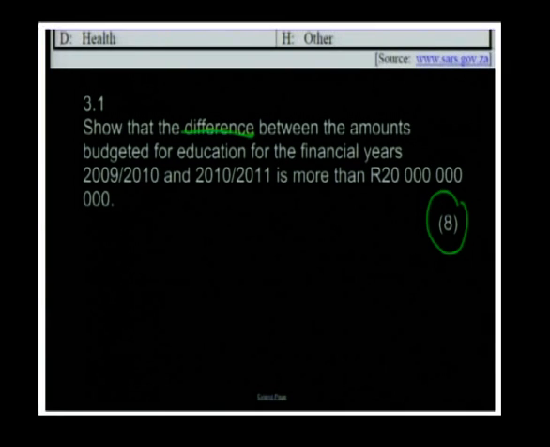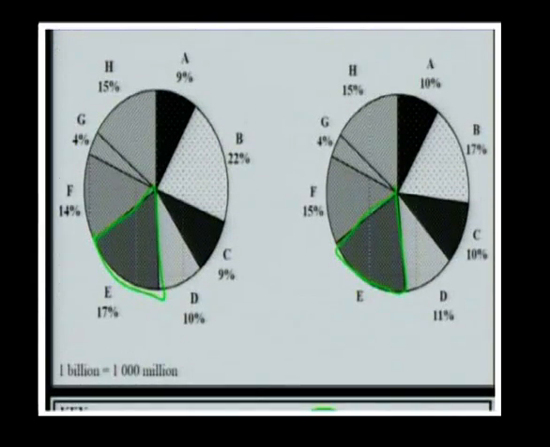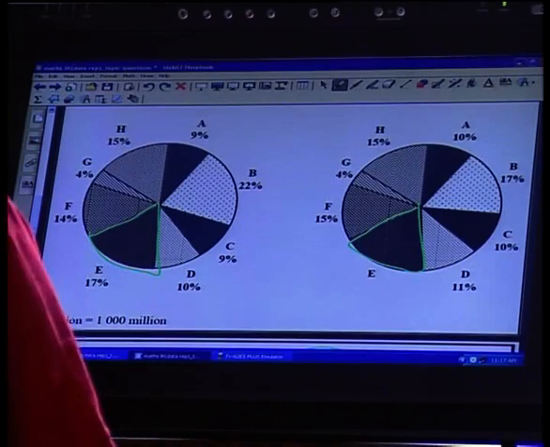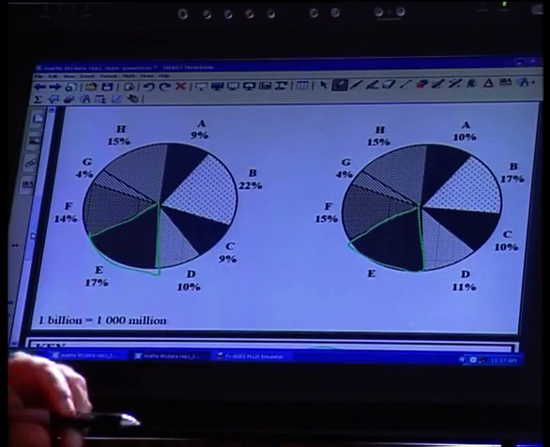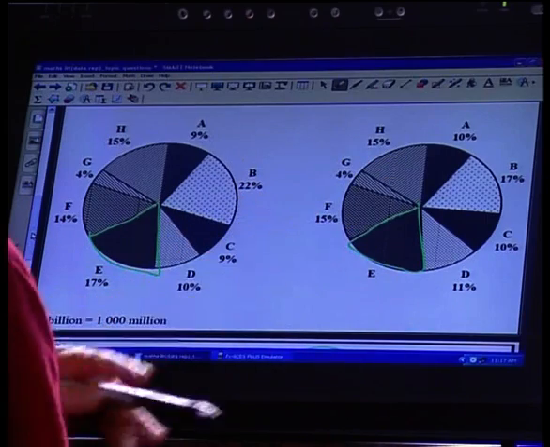Well, let's have a look at what they're interested in. We need to show the difference. Difference suggests that we've got to do some subtraction somewhere along the way between the amounts budgeted for education for the financial years in those 2 different years. So we need to know what is the amount in 2009-2010 and what is the amount in 2010-2011, so that we can calculate the difference between those 2 values. Our problem comes in that we have not been told any amounts. Instead, they've given us percentages, and in the second one we don't even have the percentage for E.